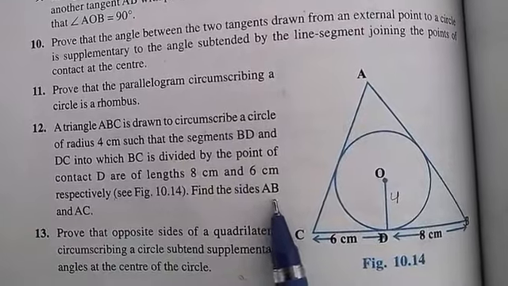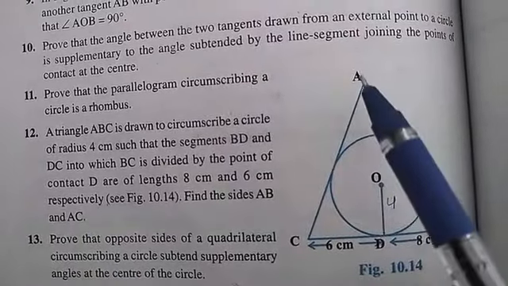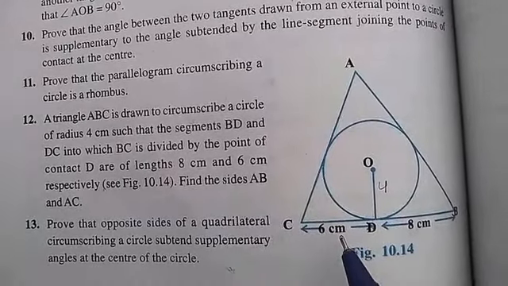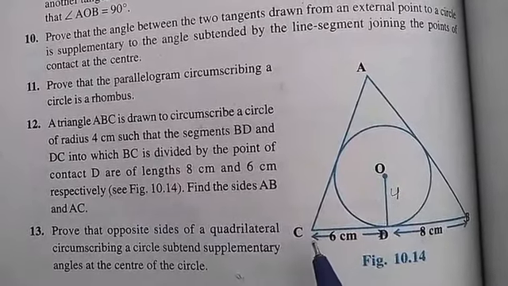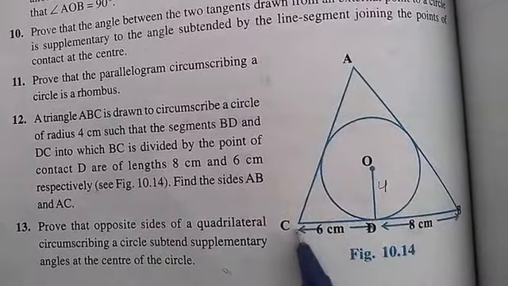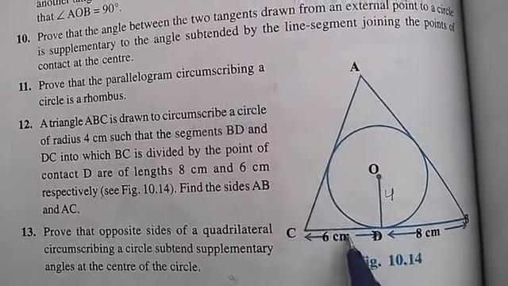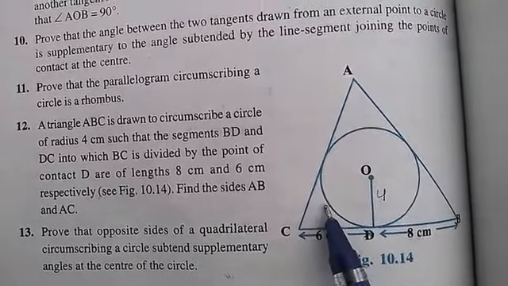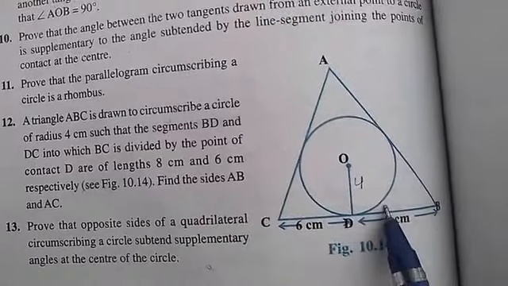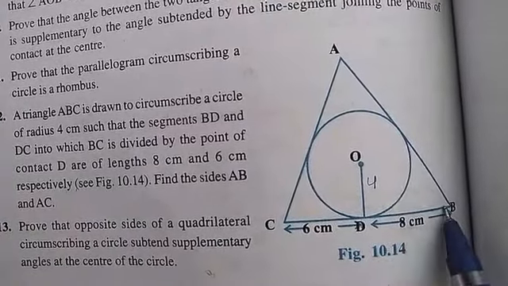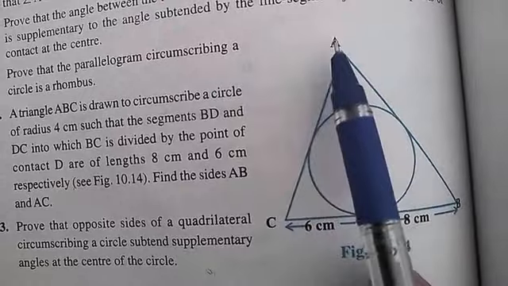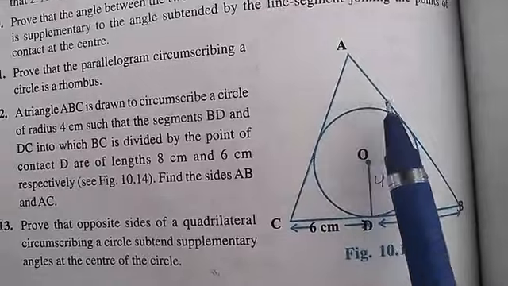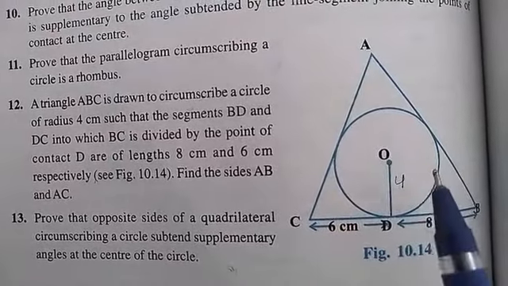Find the sides AB and AC. That is the question they ask. Now observe the figure. What can you say about this line and this line? Yes, these two are tangents. Tangents from an external point to the circle are equal. Similarly, these two are tangents from the external point B, and these two are tangents from the external point A. Two tangents from an external point to the circle are always equal. We have already seen this in the theorem.